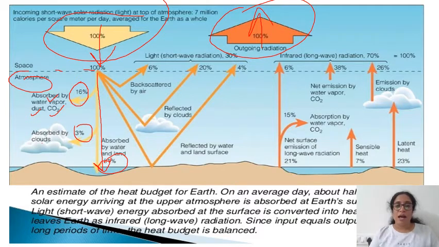Now, apart from the radiation that is absorbed, some of it is reflected back, just like the light which falls on any surface is reflected. In the same way, the sun's radiation that is coming inside the Earth's atmosphere is getting reflected. We will see how much is getting reflected.